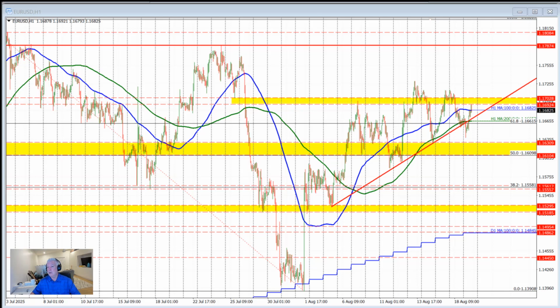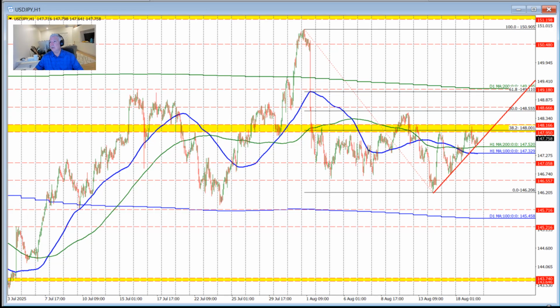Let's take a look at the dollar versus the yen next, and we'll look at the hourly chart here. And again, another trend line comes into play for this currency pair, but it didn't break below that trend line. We found support buyers so far against that level here.